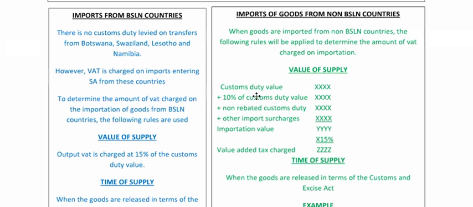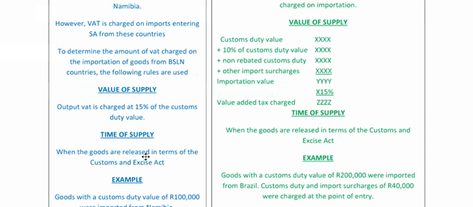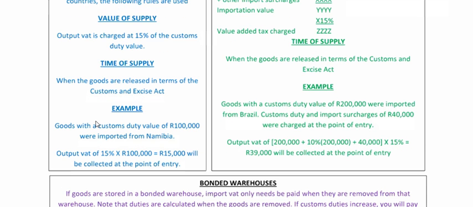If it's not from Botswana, Swaziland, Lesotho, Namibia, can you see it says from non-BSLN countries? What did the section say? It's customs duty value plus 10% of customs duty value plus any non-rebated customs duty or import surcharges gives you an amount times 15%, and that'll give you the value-added tax. And the time of supply, when the goods are released in terms of the Customs and Excise Act. Let's do an example of each.